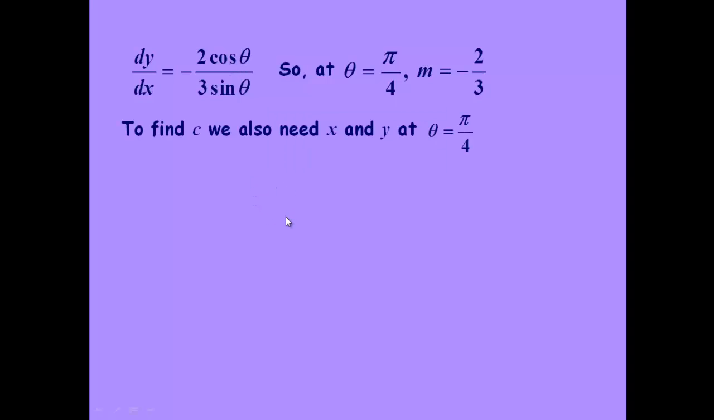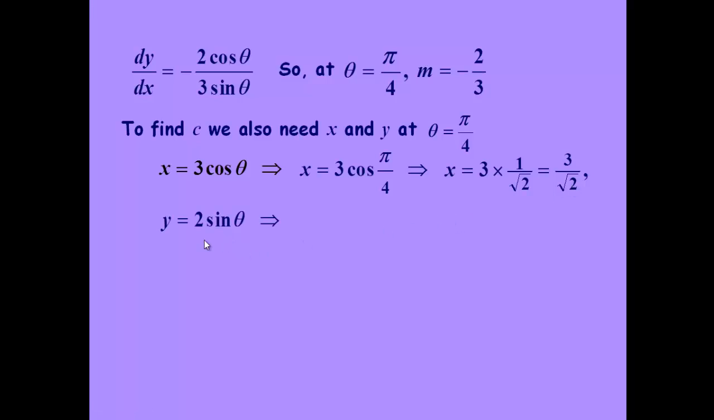To find the c now, we put an x and y value in where theta equals pi over 4. For x, because x equals 3 cos theta, we put x equal to 3 cos pi over 4, and we get 3 over root 2. And then we do the same for y, and we get 2 over root 2 for y.